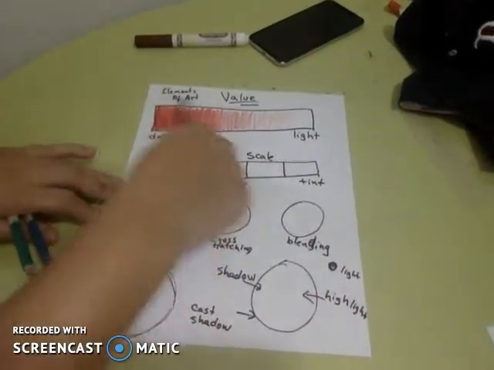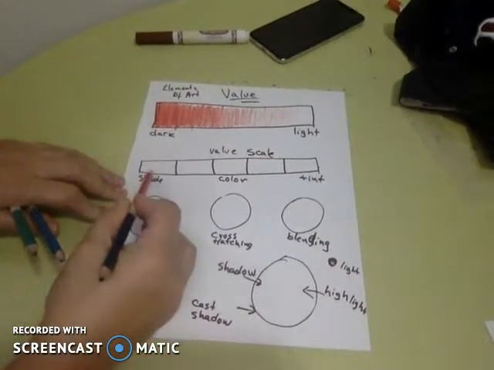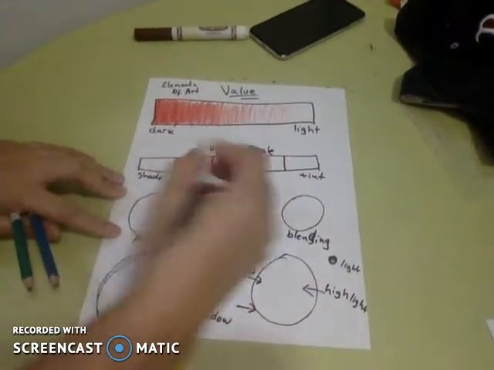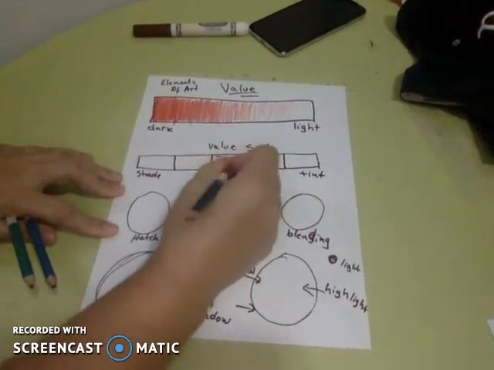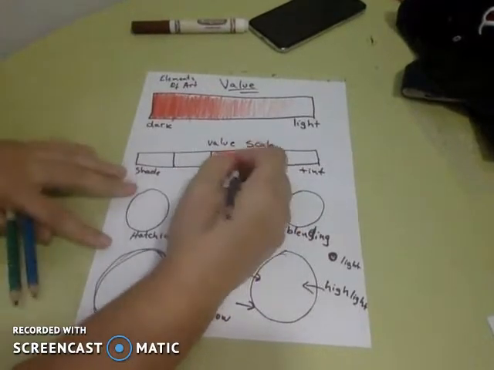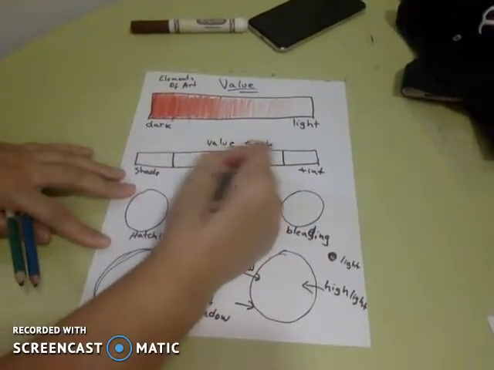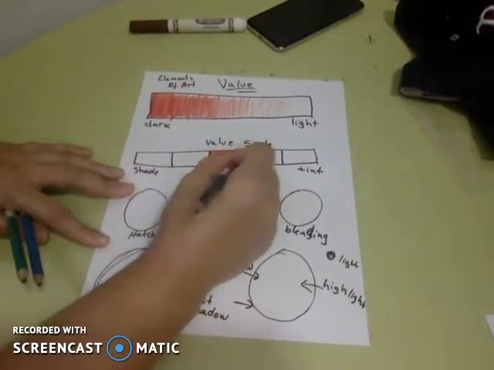And that way you see value. Here, the value scale, you see shade, color, and tint. First, we're going to start off with the color. So we're going to do the full red, right? For this, you're going to need white, black, and a color. I chose red.